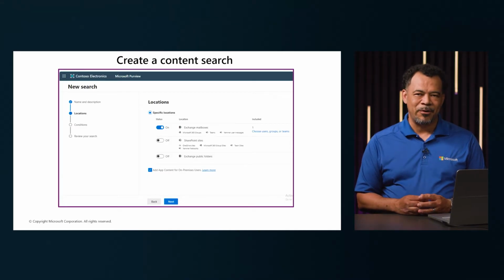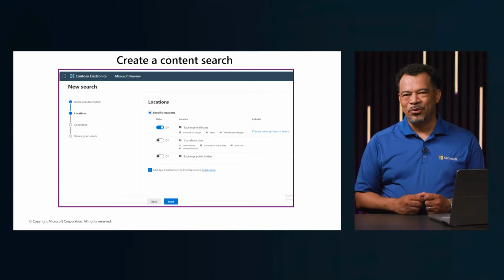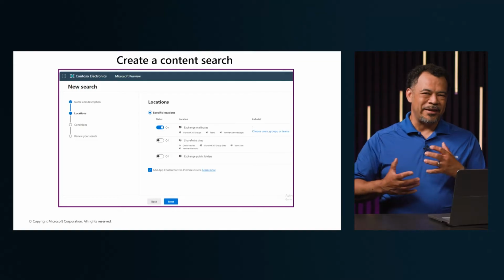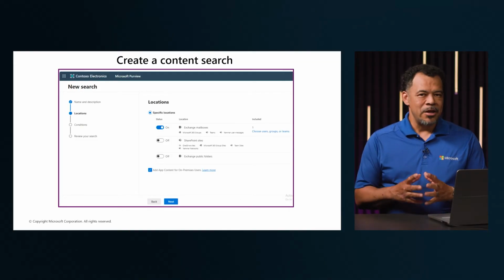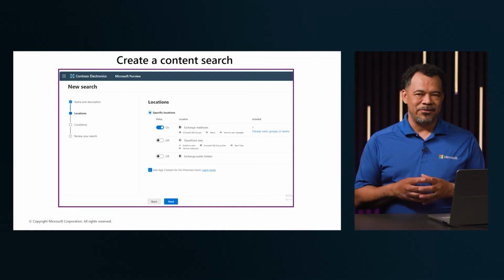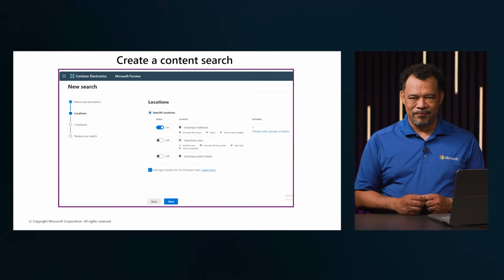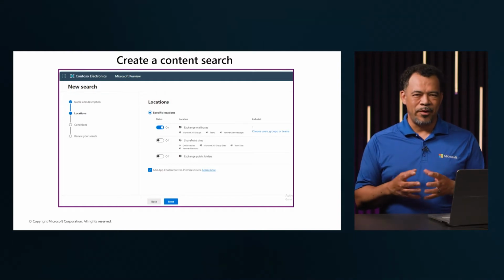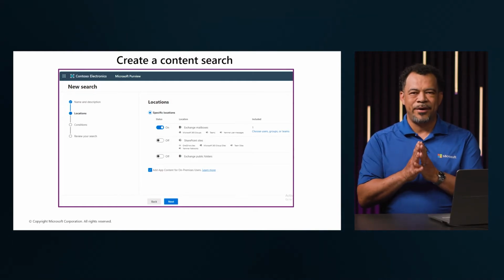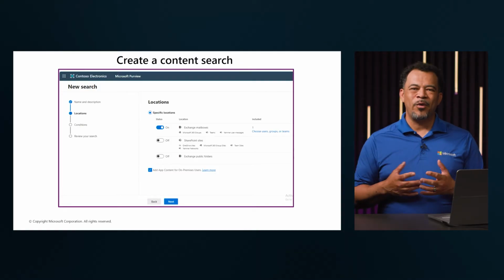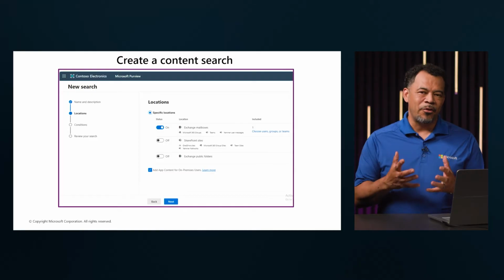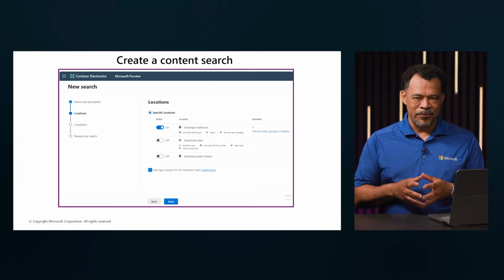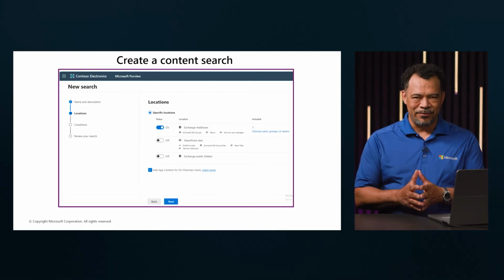Content search in Microsoft Purview is a super handy tool when you need to quickly find specific data across your entire organization. You can search through emails and documents, team chats, and even more things, all from one place. It supports keyword queries and filters, so you can really narrow down your results to exactly what you're looking for. It's also role-based, meaning only authorized users can perform searches, which helps keep things secure.